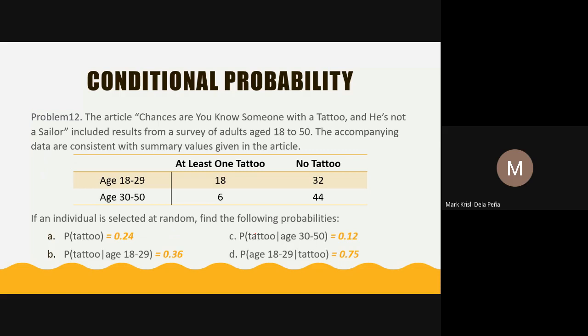to show the solution. Now there is an article entitled "Chances Are You Know Someone with a Tattoo and Is Not a Sailor," which includes results from a survey of adults aged 18 to 50. The accompanying data are consistent with summary values given in the article, which is shown here. If an individual is selected at random, find the probabilities that A, the individual selected has a tattoo. B, the person has a tattoo given that his or her age is 18 to 29. C, the person has a tattoo and is of age 30 to 50. And D, a person is in age 18 to 29 given that he has a tattoo.